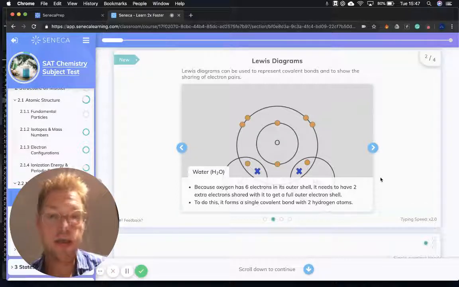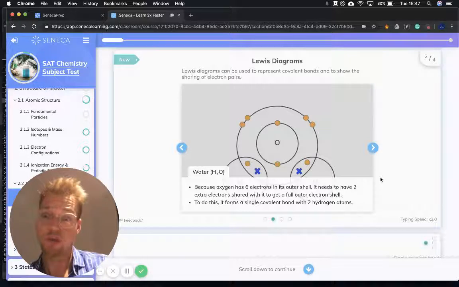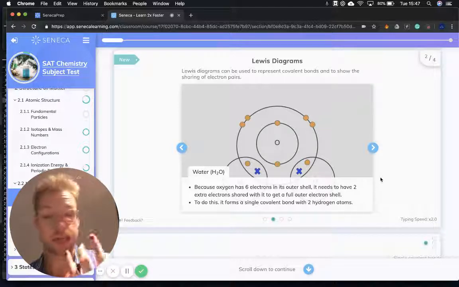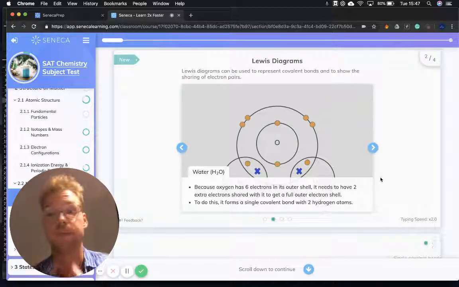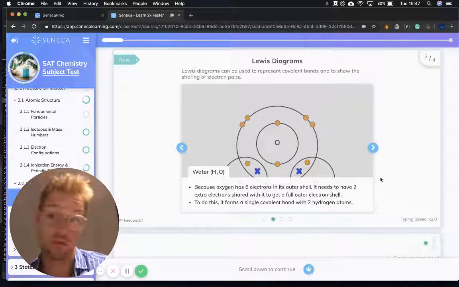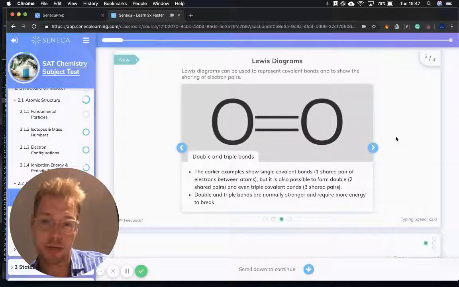So to do this, oxygen forms a single covalent bond with 2 hydrogen atoms. It can't form a double bond with hydrogen atoms because hydrogen only has 1 electron in its outer shell. So it needs 1 more to fill its outer shell. The first electron shell can only have 2 electrons. So to get that full outer shell, you only need 2 for hydrogen. There you go. Hydrogen special.